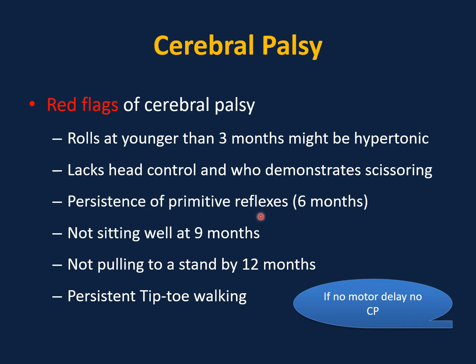Persistence of primitive reflexes, for example, Moro reflex beyond 6 months of age, or grasp reflex beyond 4 to 6 months of age, is a red flag. Not sitting well at 9 months, not pulling to stand by 12 months. Persistence of toe walking is a red flag for cerebral palsy and may be the only symptom in mild cases of cerebral palsy. Toe walking also can be a significance for Duchenne muscular dystrophy.